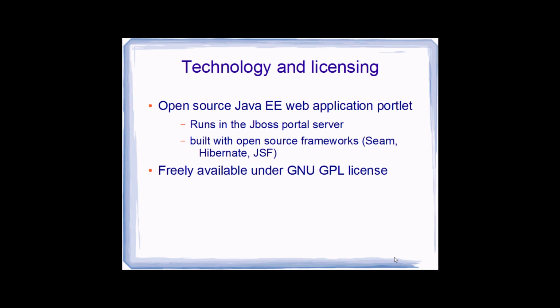Archimedes is a Java web application portlet. What this means is that you deploy it only one time on the JBoss portal server and people can access it with their web browser. This is a very efficient deployment model because you do not need to install anything on the individual client machines. Archimedes is available to you free of charge under the GNU GPL open source license.